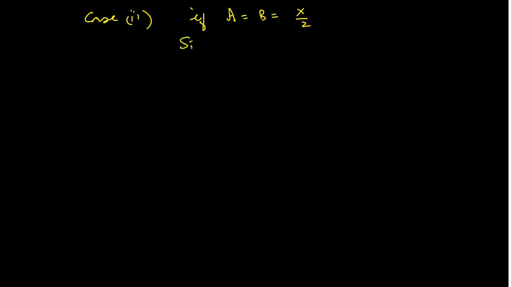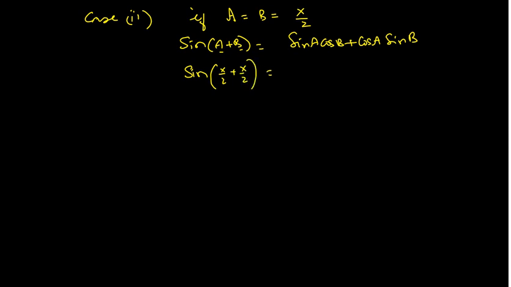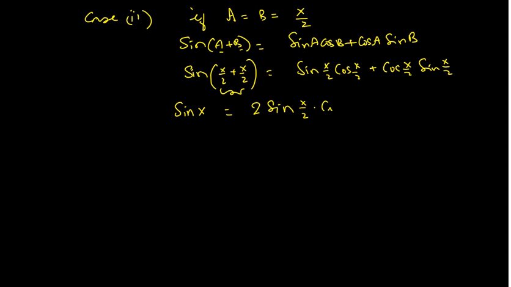So then what happens? The sin a plus b formula, we know, is sin a cos b plus cos a sin b. We have to substitute a and b with this. That means sin of x by 2 plus x by 2 equals sin x by 2 cos x by 2 plus cos x by 2 sin x by 2, isn't it? So half x plus half x is x, so sin x is equal to 2 sin x by 2 cos x by 2.